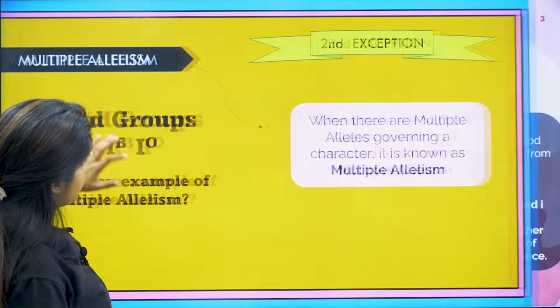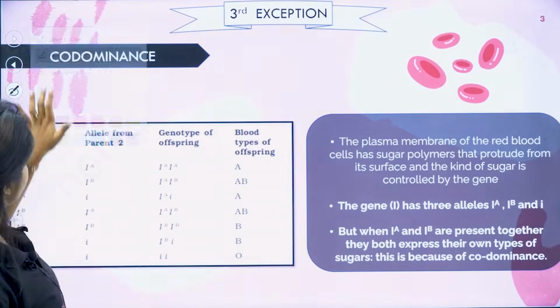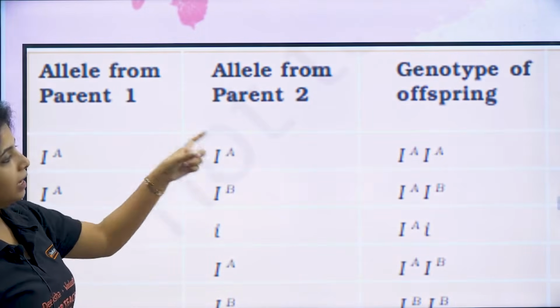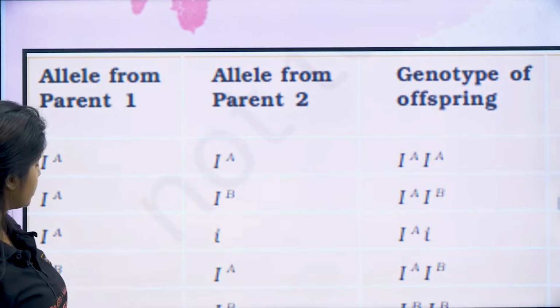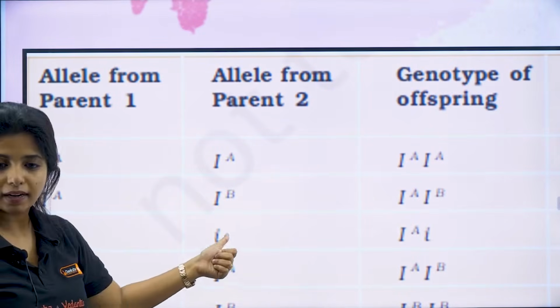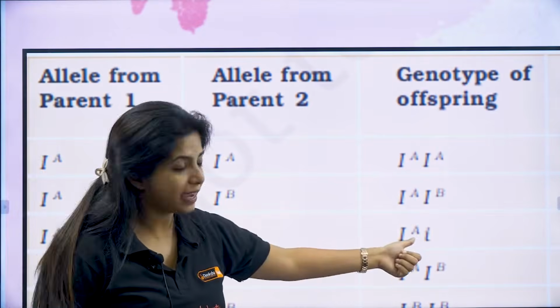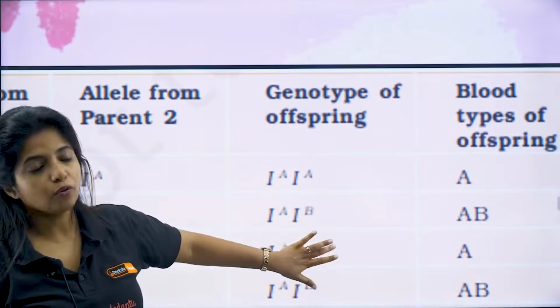Now, you can see this particular picture. Here they have given the same thing out there. They are saying allele from one parent, allele from the other parent, IA, blood group will be A. Okay, I'll take one random example. IA and small i, what do you mean by that? Small i means O. So IA and O means it will be IAi, small i. That means it will be A blood group because A is dominant over O.